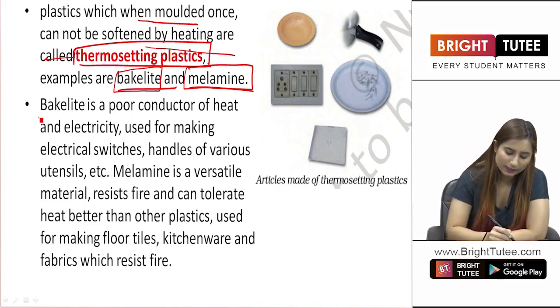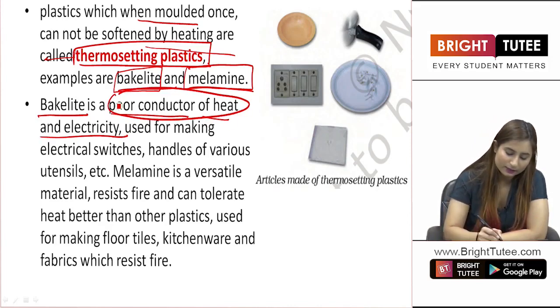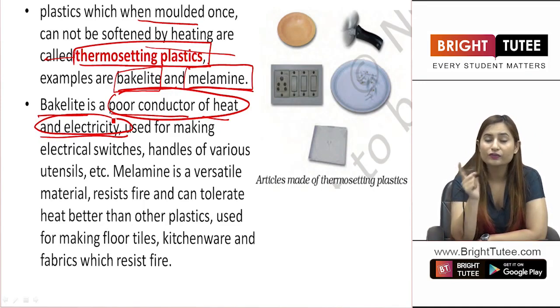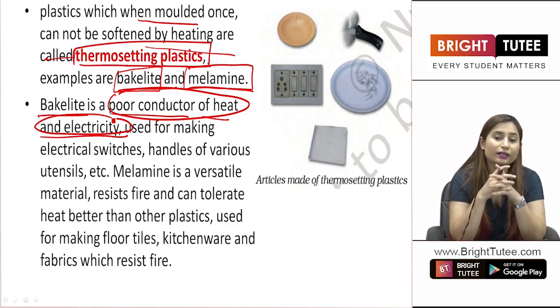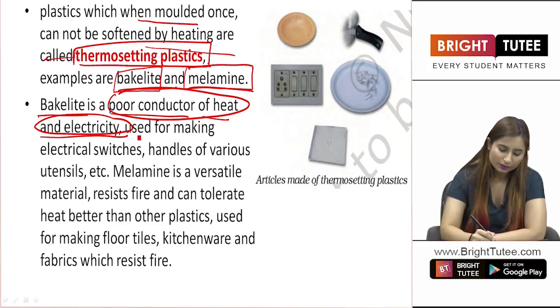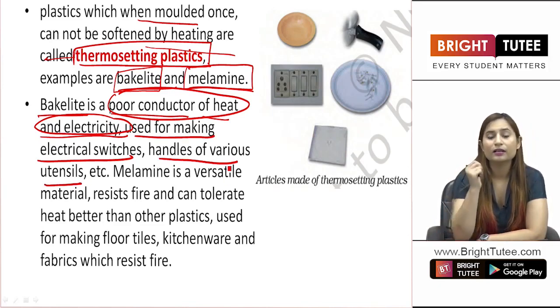Now students, what is bakelite? Bakelite is a poor conductor of heat and electricity. This is the major advantage obviously, because we need plastics to cover electrical equipments as well. We have plugs, we have wire coverings, right? All of these are made up of some kind of plastic. So it can only be made with the help of a plastic which is a poor conductor of heat and electricity. Only when they are a poor conductor of heat and electricity, they can be used for electrical wires and such equipments, right?